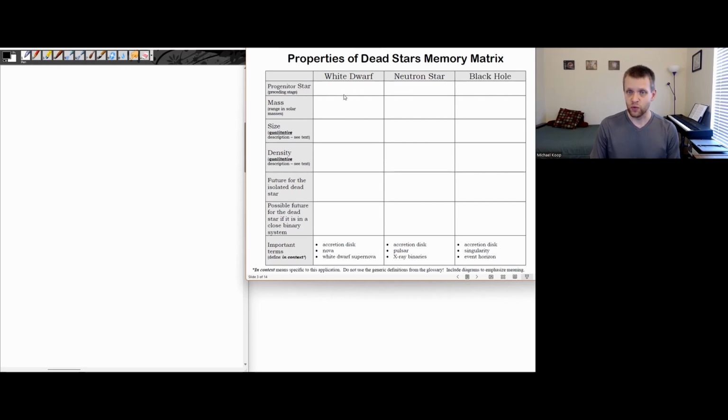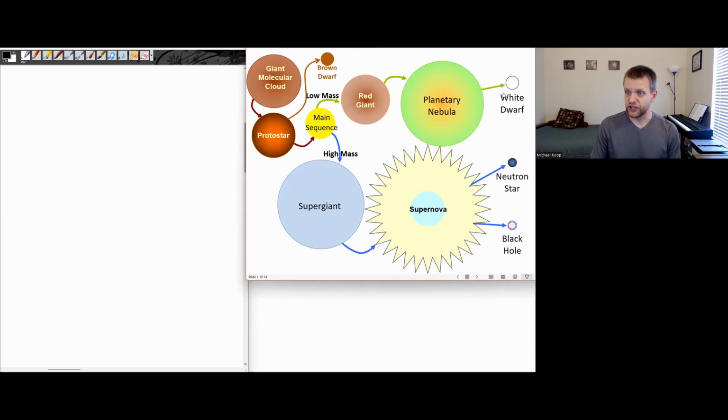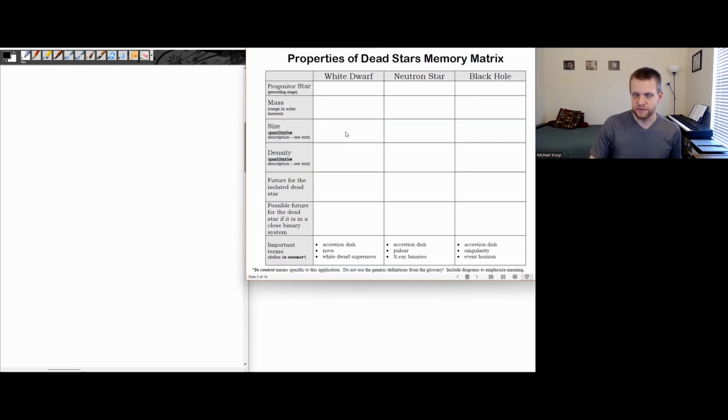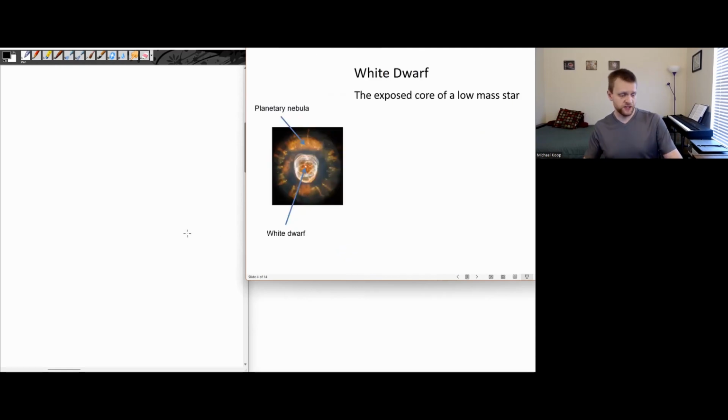So for example, for the white dwarf, we said the progenitor stage is going to be the planetary nebula, the relatively gentle expulsion of the outer layers of the star. For neutron stars and black holes, the progenitor is going to be that supernova event, that very violent exploding away of those outer layers. So again, I do recommend downloading this or making a copy of this in your notes and just being able to quickly compare and contrast the different properties of these different types of dead stars. So for this session specifically, we're going to be talking about the white dwarfs.